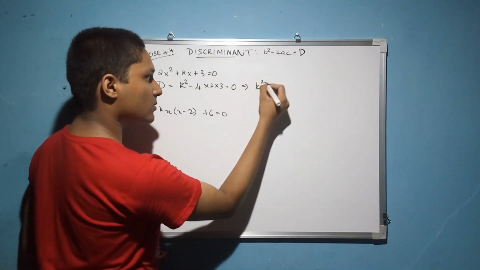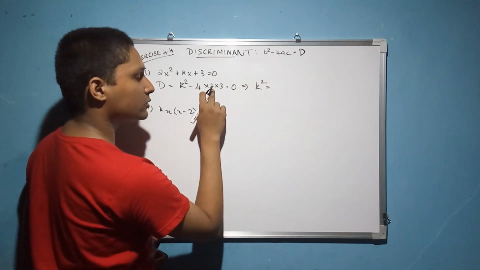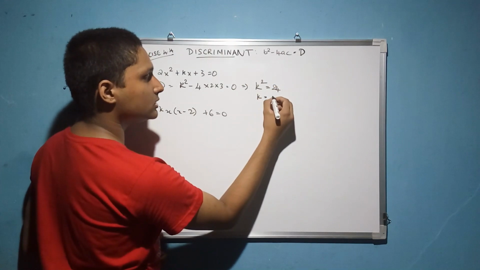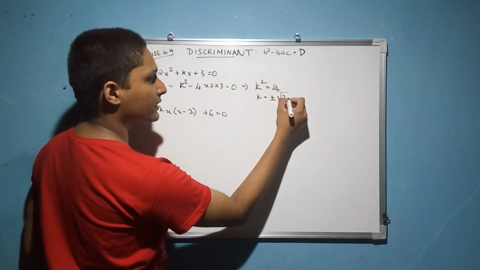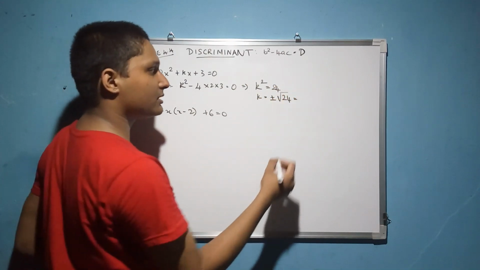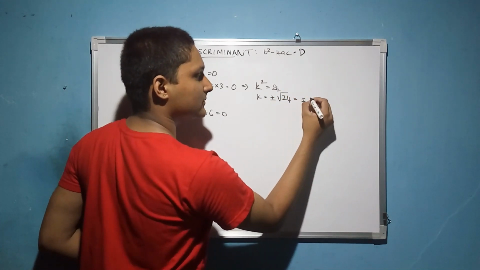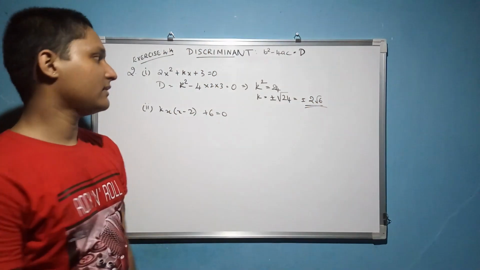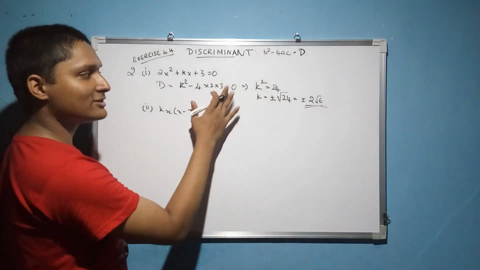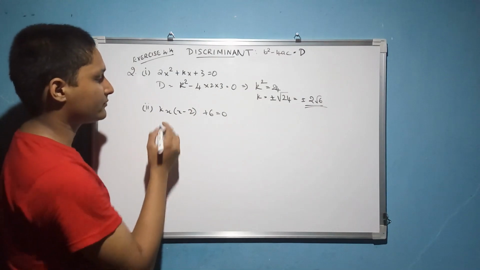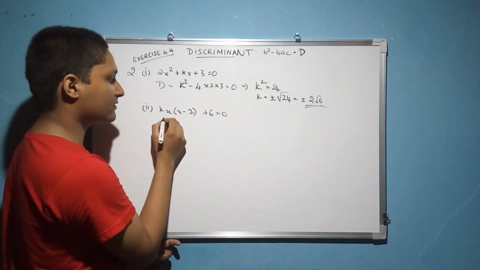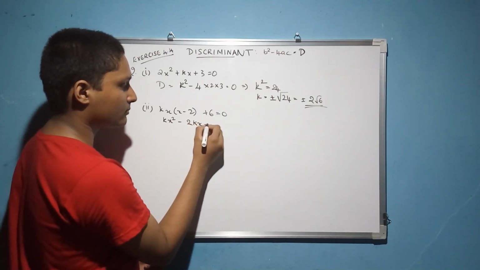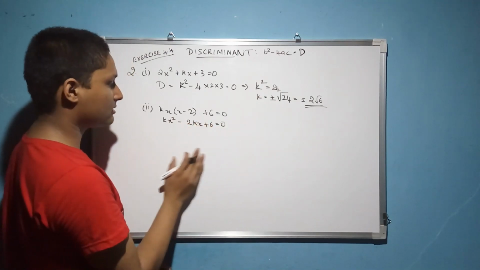That is, k square is equal to 4 into 2 is 8, 8 into 3 is 24, or k is equal to plus or minus root 24. If I need to write root 24 properly, it is going to be plus or minus 2 root 6. This is about the first part. You have to just equate the discriminant to 0. Now the second one is not in a proper form, therefore it is going to be kx square minus 2kx plus 6 is equal to 0. This forms the proper equation.